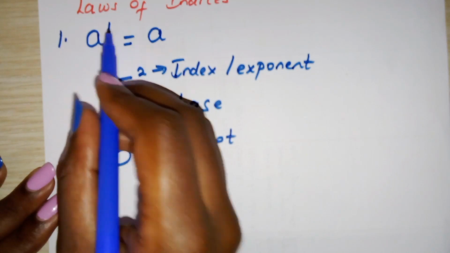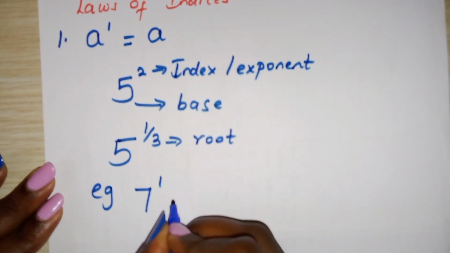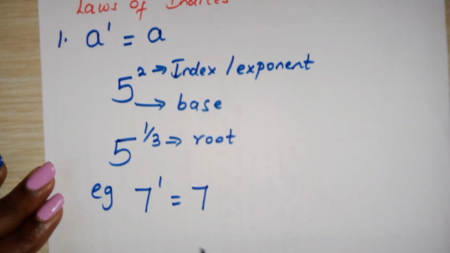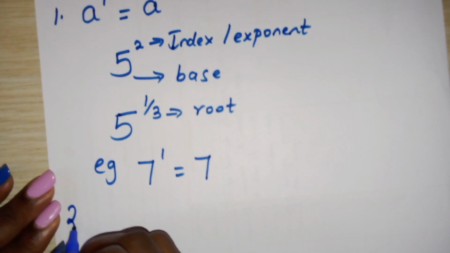So a power 1 is the same as a. For example, if you have 7 power 1, it's the same as just 7 because 7 appears only once.